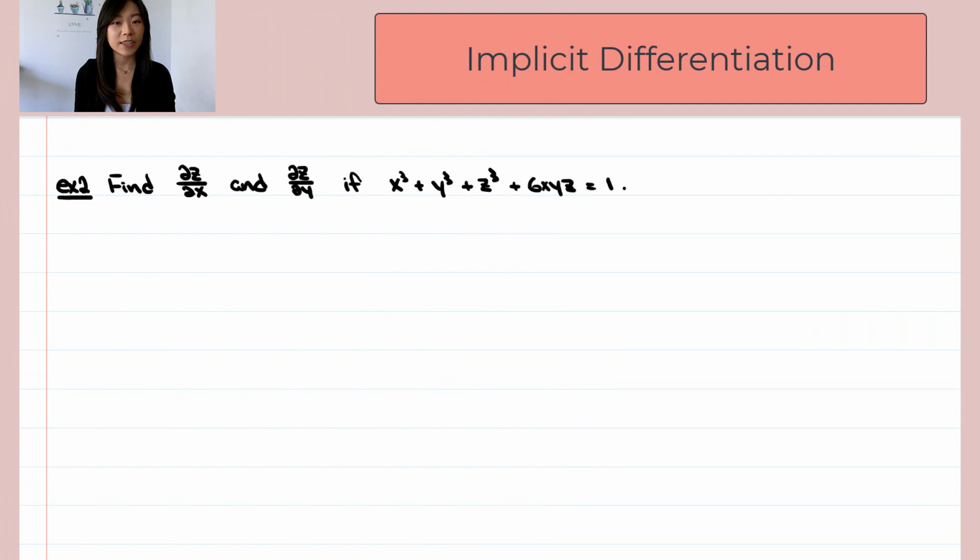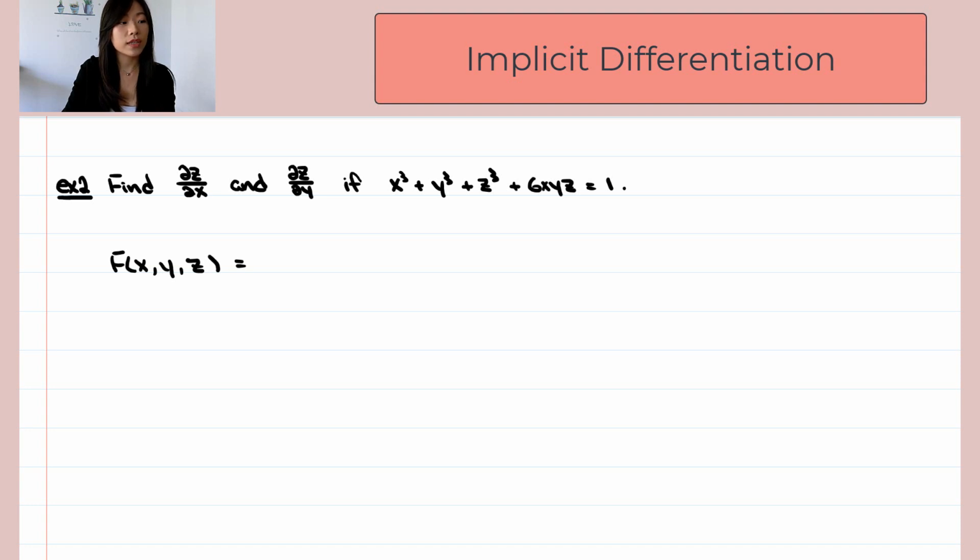Now let's look at the second example. We want to find the partial derivatives of z with respect to x and y if we have the equation x cubed plus y cubed plus z cubed, then plus 6x times y times z, and this equals 1. We can see that this equation involves three variables, x, y, and z. So I can define my function f of x, y, and z as the left-hand side minus the right-hand side. So the function equals 0.